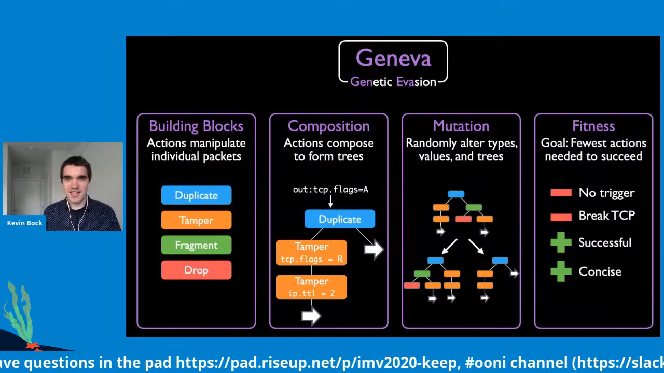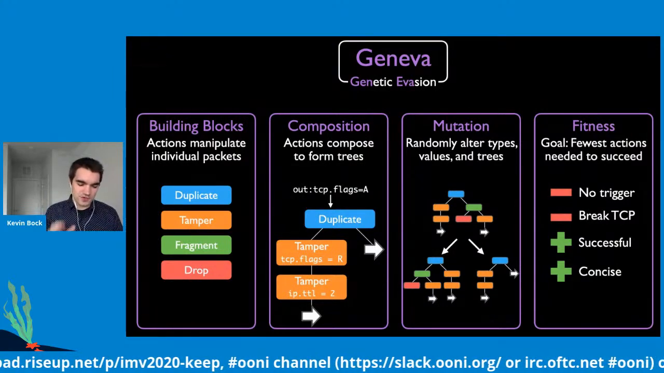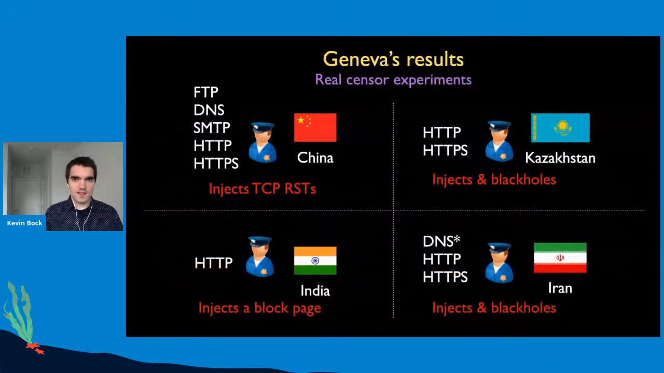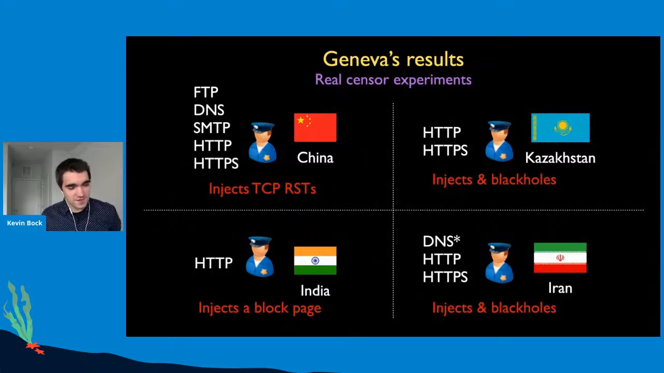So at this point, I'd love to take you guys through some of the results from running Geneva against real-world censors. So we've done this. We've run Geneva against 4 real-world country censors. So in China, against their FTP, DNS, SMTP, HTTP, and HTTPS censors. And this censorship operates by injecting content or injecting TCP resets. In Kazakhstan, against their HTTP and HTTPS censorship infrastructure, we've seen them inject content or just black hole your traffic. We've run against the HTTP censorship in India, where we've seen them inject block pages. And in Iran, against their DNS, HTTP, and HTTPS infrastructure.